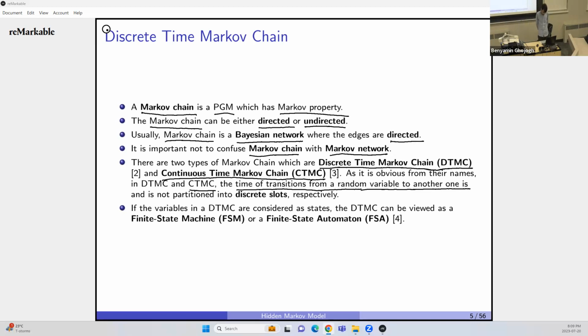So yes, if the variables in a DTMC are considered as states, then a DTMC can be viewed as a finite state machine, FSM, right? Finite state machine or finite state automaton, FSA. A finite state machine is very important for people in control theory, because you have a state machine where you go from one state to another based on some rules.